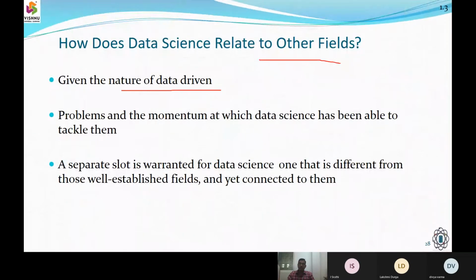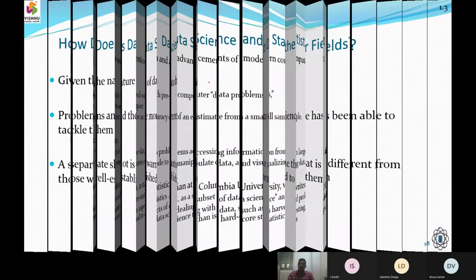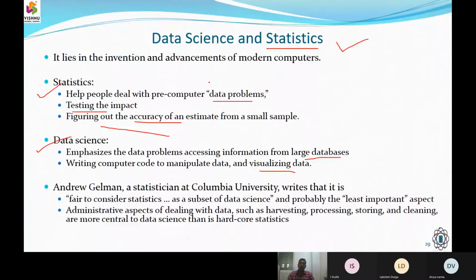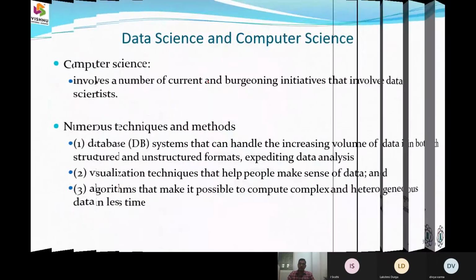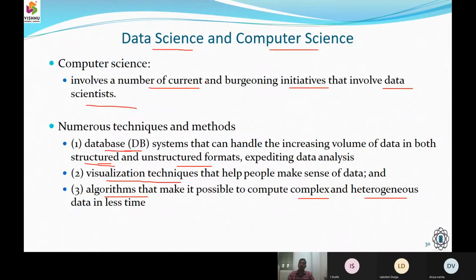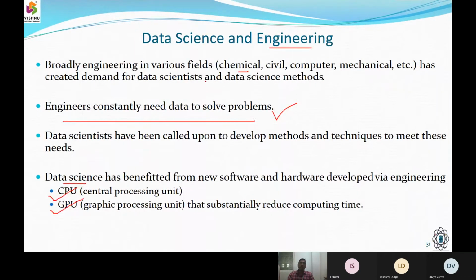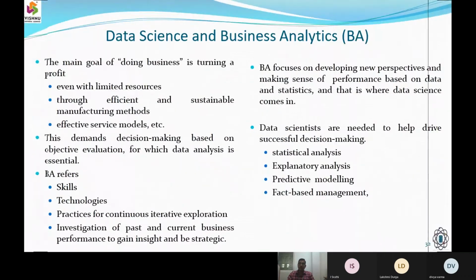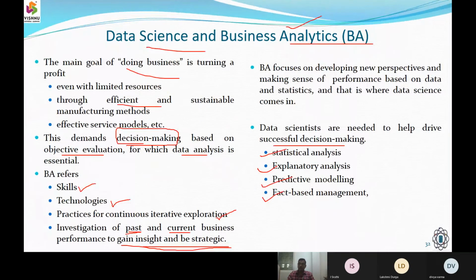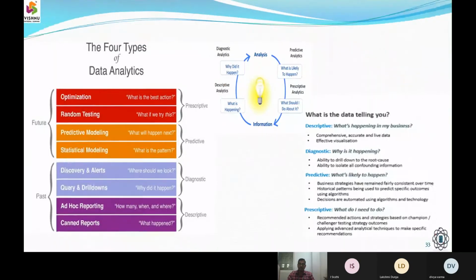Then we understood the differences, where exactly data science will be related. It can be related between pure statistics and data science. Second, a relationship between the general computer science domain and data science. Third, between data science and the engineering aspect. Fourth, an integration of data science with business analytics, etc.